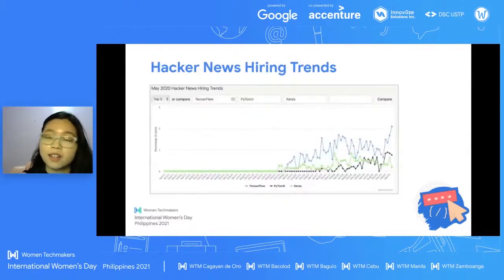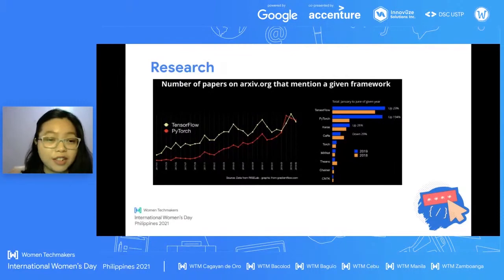And for hiring, for people listing in their companies that they want people to know this kind of tool, you can see here the May 2020 Hacker News hiring trends, which is also compared to PyTorch and Keras, which are some of the other tools also used in AI. And we can see here that it's also leading by that margin. So it's a pretty important tool to have in your toolkit. So that's for the industry.